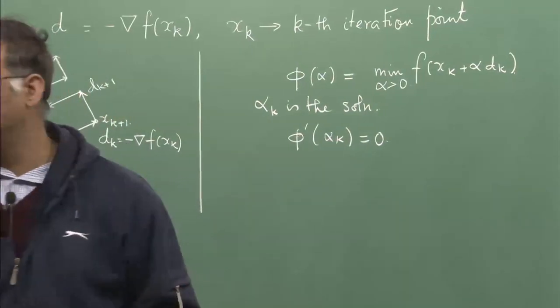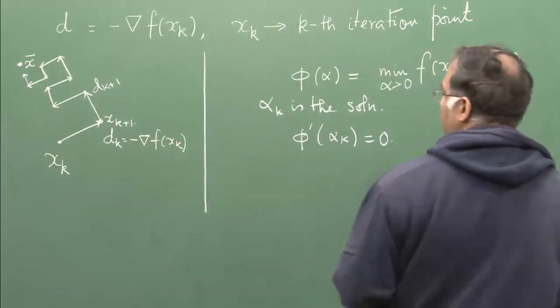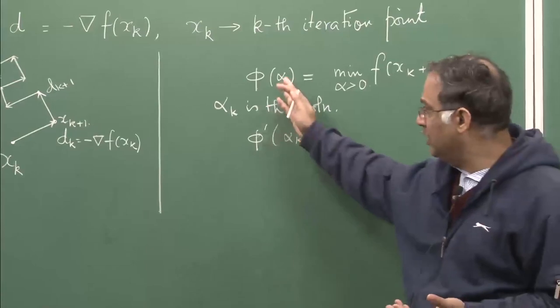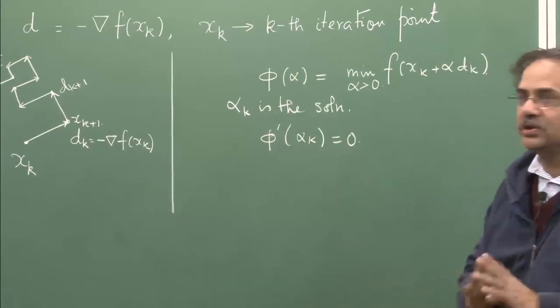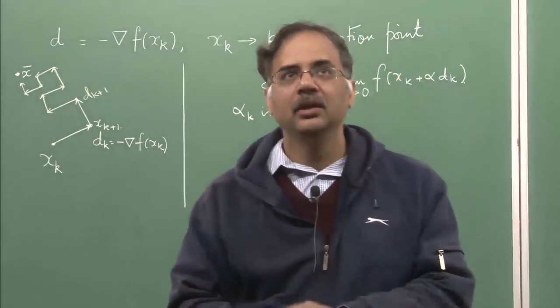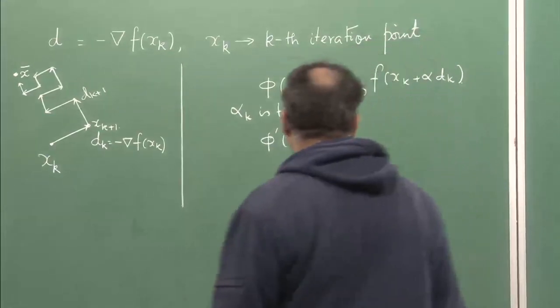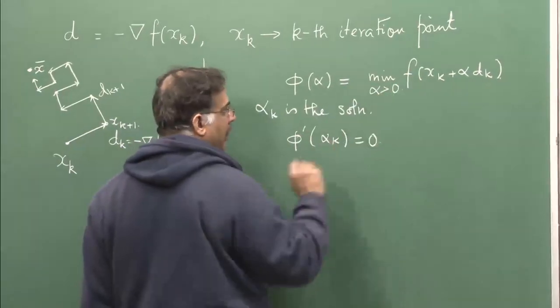Though I have told you there is a paradigm shift between a constrained problem and an unconstrained problem, it is important to know that when you have an open set, the necessary optimality condition of a constrained problem and an unconstrained problem is the same. If you are minimizing a function over an open set, please note that it is the same as minimizing over the whole space.